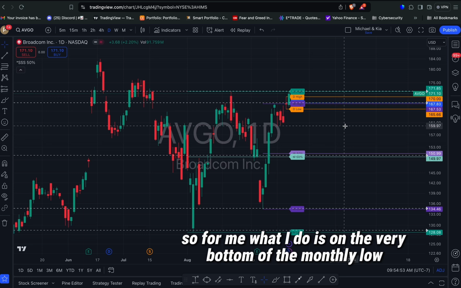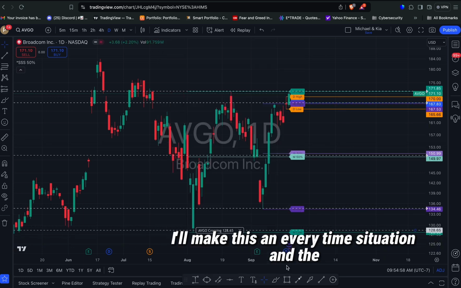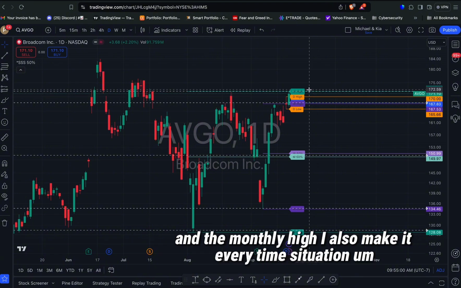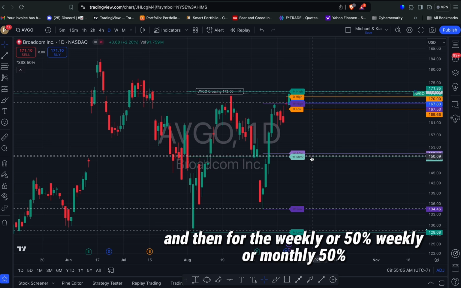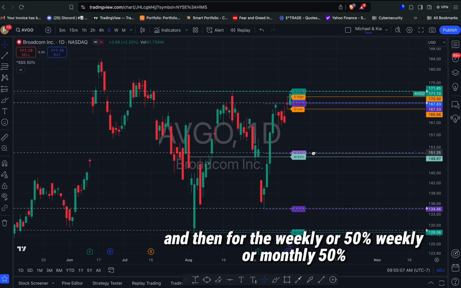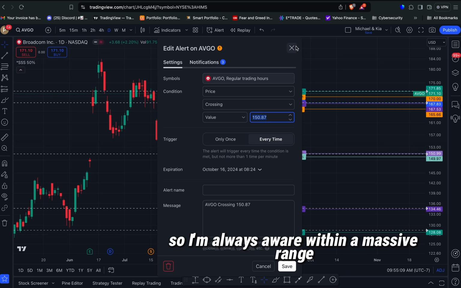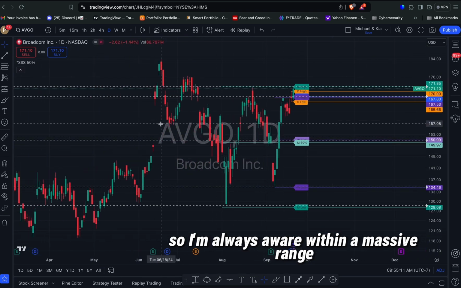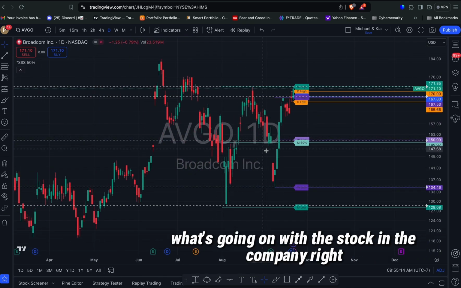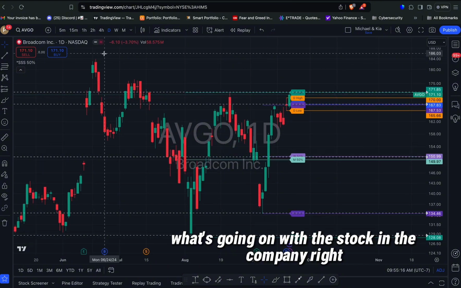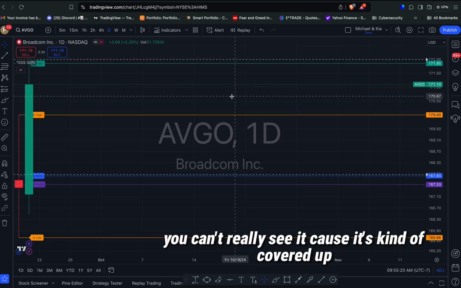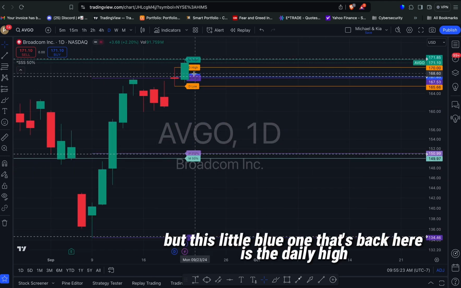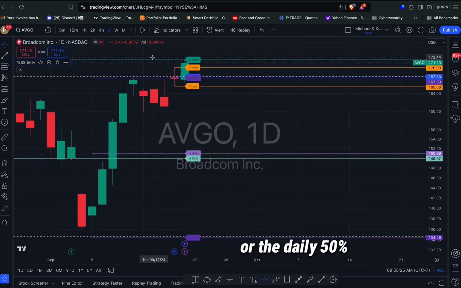So for me, what I do is on the very bottom of the monthly low, I'll make this an every time situation. And the monthly high, I'll also make it an every time situation. And for the weekly or monthly 50%, I'll put it as every time as well. So I'm always aware, within a massive range, this is since June, of what's going on with the stock and a company, right? And then when you go to the daily, same thing. I also put one here. I know you can't really see it because it's kind of covered up, but this little blue one that's back here is the daily high or the daily 50%.